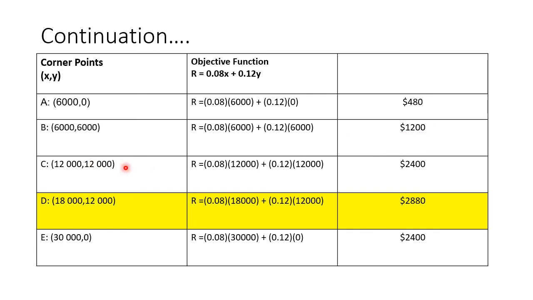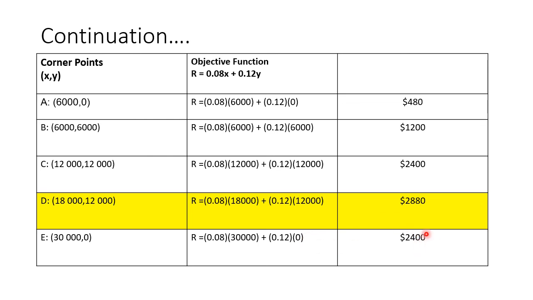When we compute this, it gives us 1,200. Point C, in place of x, we put 12,000, and in place of y, we put 12,000. When we compute this, it gives us 2,400. If we look at point D, we put 18,000 in place of x and 12,000 in place of y, and when we compute this, it gives us $2,880. And E is 30,000 and 0. In place of x, we put 30,000, and in place of y, we put 0.